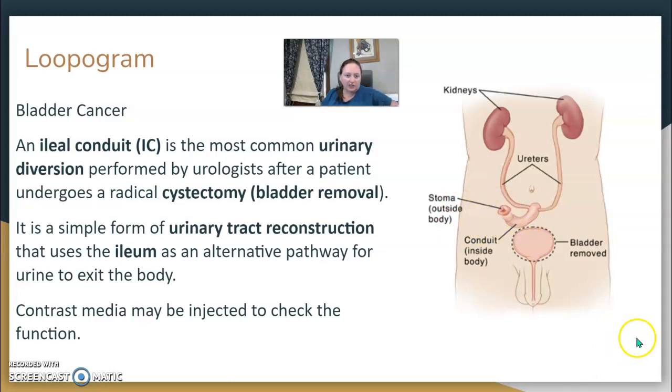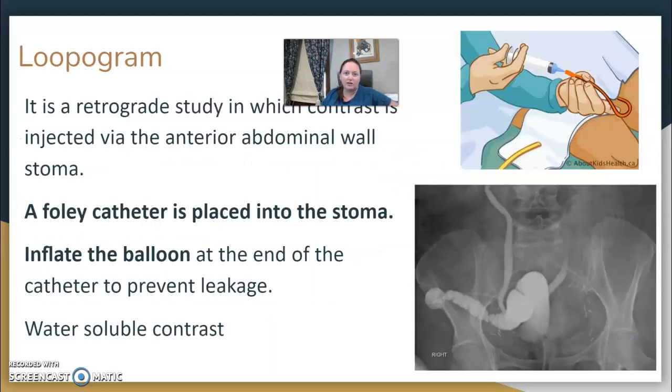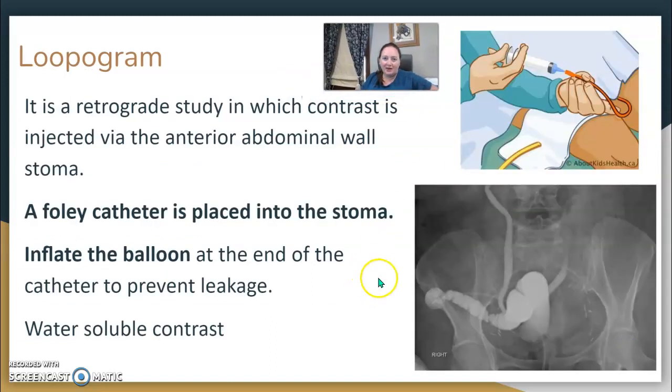And the contrast media can be injected to check the function, or if there's any concerns about that, or if the anatomy doesn't look quite right, the patient might have had a lupogram. And so the lupogram would be a retrograde study in which the contrast is injected via the anterior abdominal wall or the stoma. So as it's coming in, they'll inject the contrast into the loop.